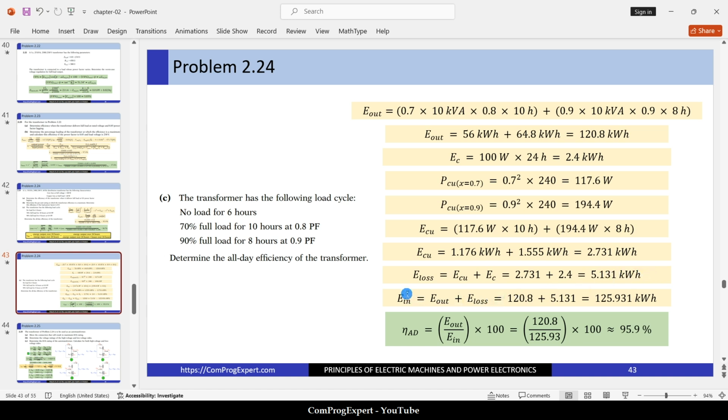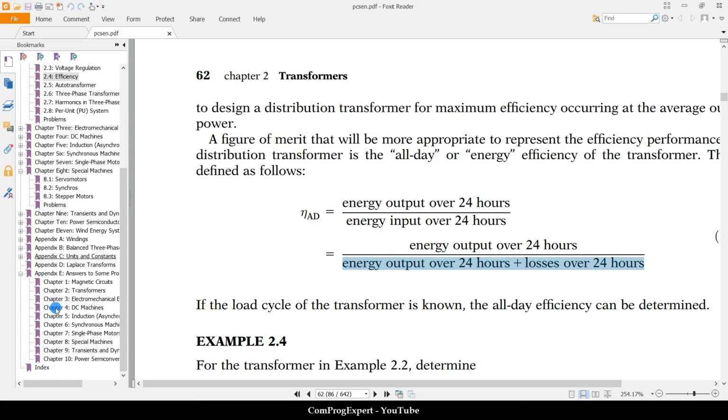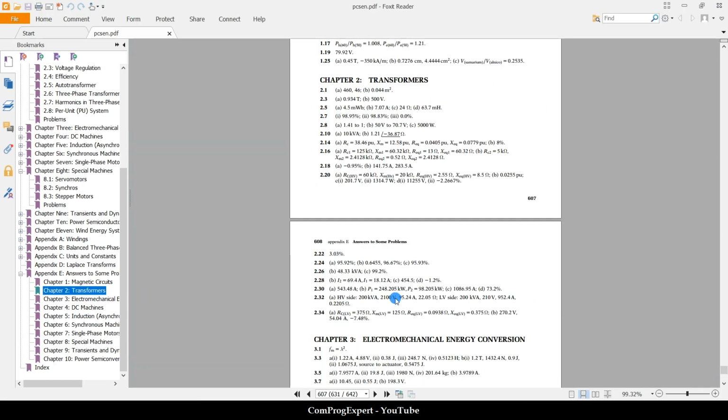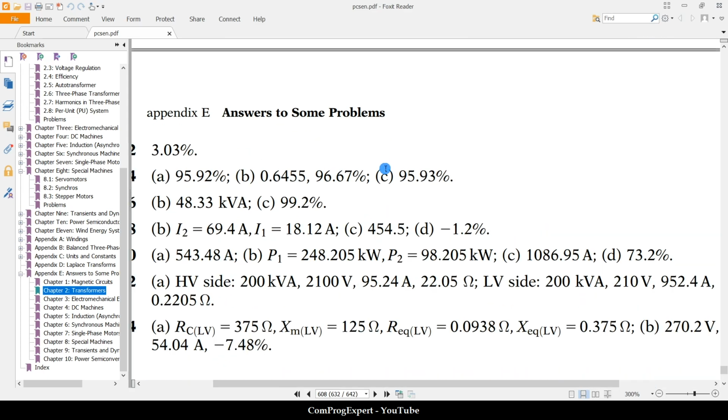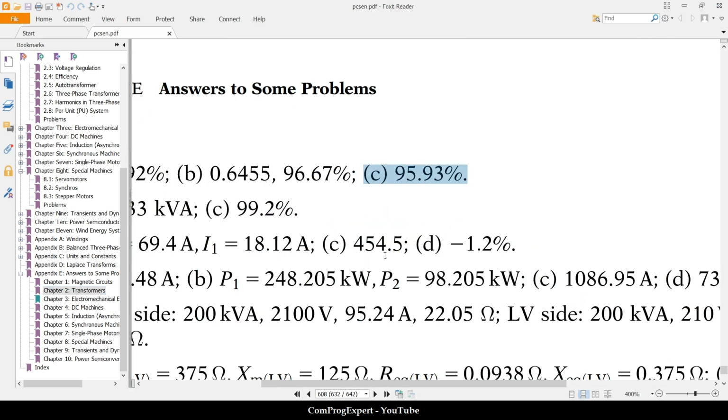The energy input is E out plus E loss. This is the energy output, this is the energy loss, and the summation is 125.9. Finally, we can calculate the all-day efficiency or energy efficiency. That is equal to this fraction, 95.9. Let's check the number here. Yes, this is the efficiency for part C.